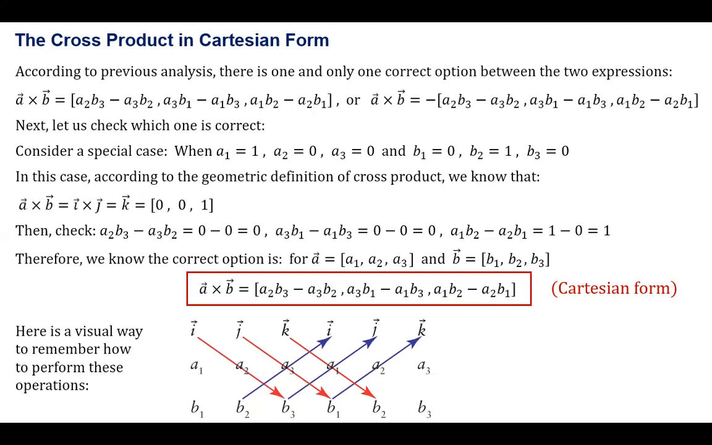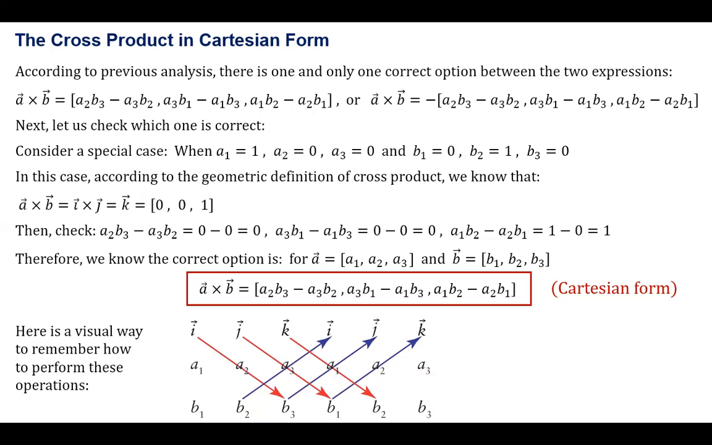Of course, there is a visual way to remember how to perform these operations, like shown here in the figure at the bottom. Okay, so in the first row, just list i, j, k, i, j, k. These are the unit vectors along the three directions. In the second row, list the three components of the first vector A: A1, A2, A3, A1, A2, A3. And in the third row, list the three components of the second vector: B1, B2, B3, B1, B2, B3, right?